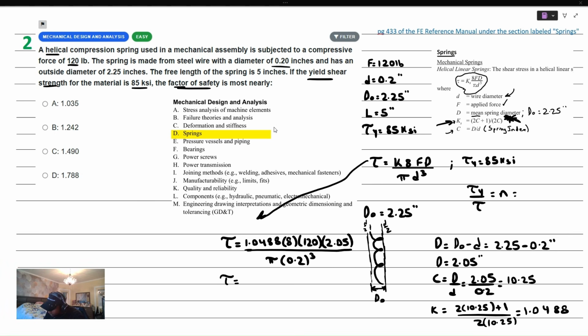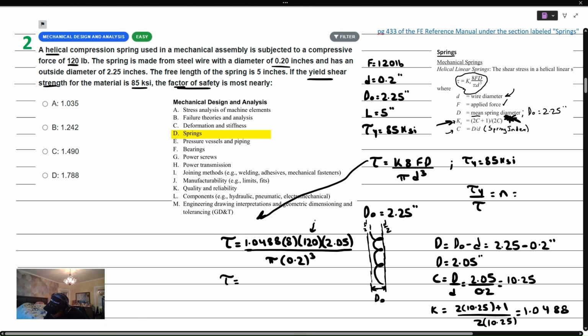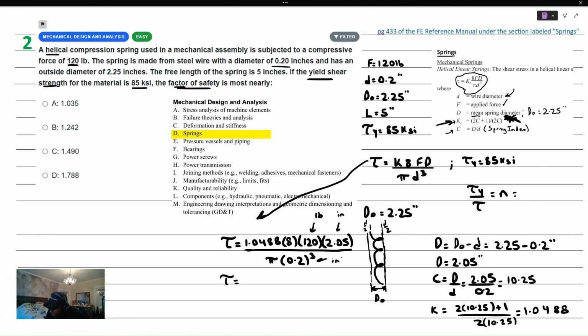If we go ahead and look at the units over here, we have 120 measured in pounds, that 2.05 was measured in inches, and there's an inch cubed here. So we technically get a result in PSI here. I'm going to multiply by 10 to the minus 3 here so that I get the result in KSI, and the result in KSI is equal to 82.123 KSI. Now go over here and take the ratio of the yield strength in shear, which was equal to 85 KSI, to the actual shear stress in the body, which is 82.123. I get a factor of safety around 1.035. That is this value here, or answer choice A.